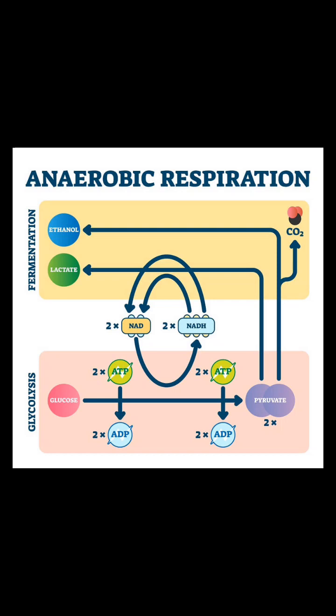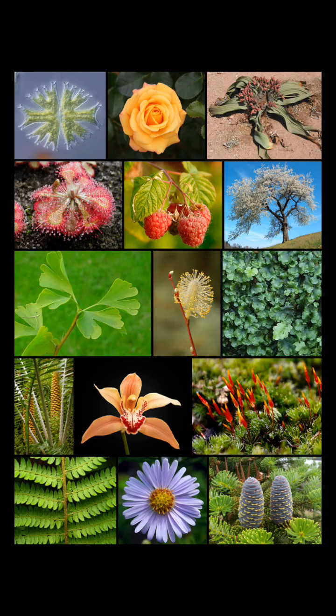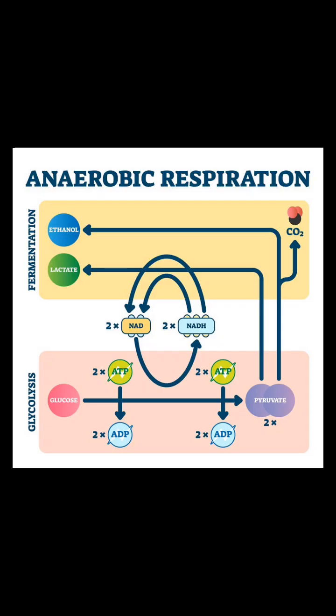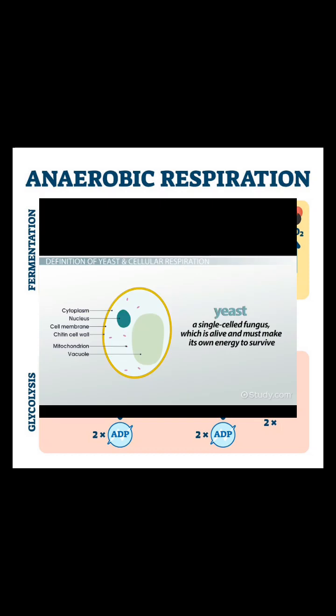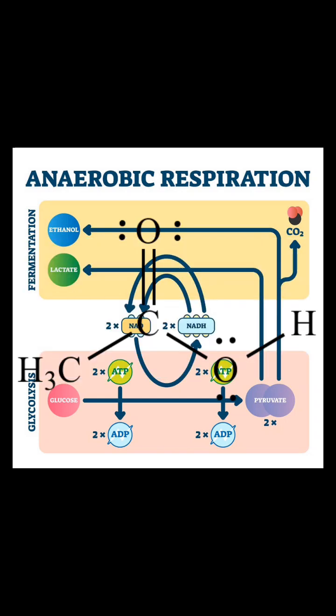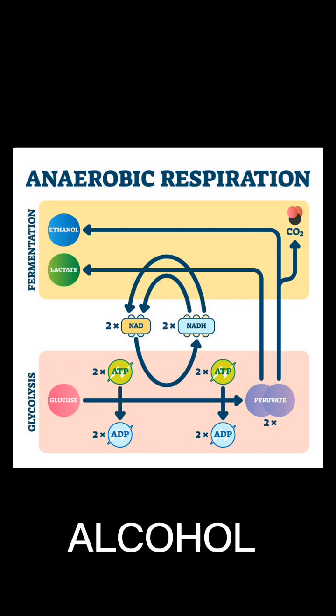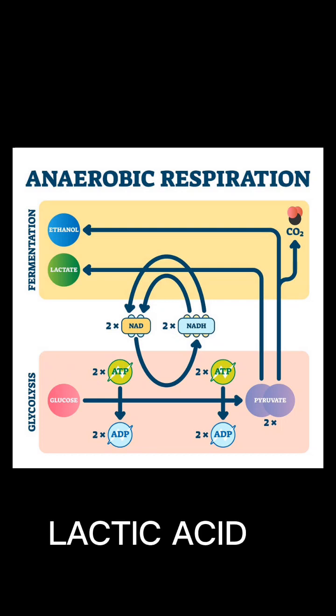Anaerobic respiration mostly occurs in prokaryotic cells, and mostly in plants and organisms in the presence of very little or no oxygen. Plant cells and microorganisms, for example yeast, produce carbon dioxide and ethanol or lactic acid through anaerobic respiration. For example, in yeast, an anaerobic reaction makes alcohol. However, in muscles, they make lactic acid.